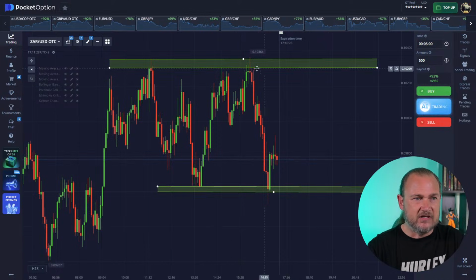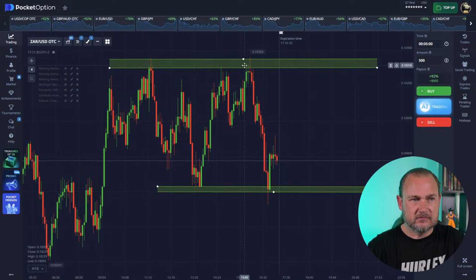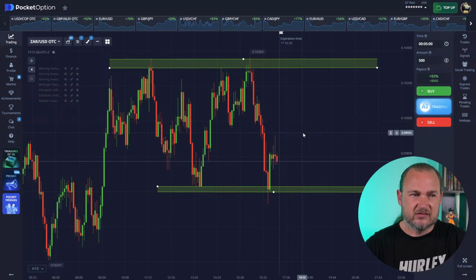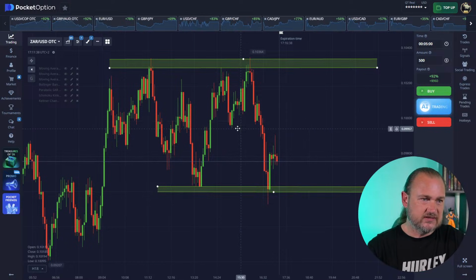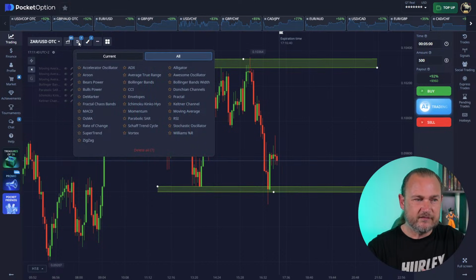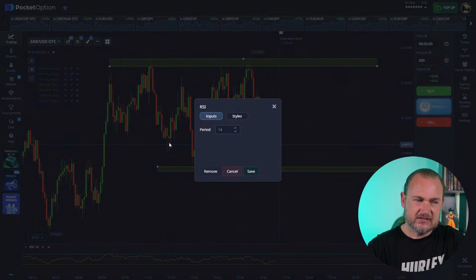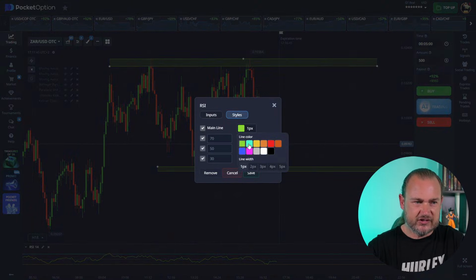Okay, so we've got our resistance zone, we've got our support zone, but how can we determine whether or not we're allowed to take an entry? I'm going to show you guys this quick. One of my favorite ways is to simply add an RSI, but I'm just going to make a small visual change to it, and I'll show you why in a minute. Let me just finish setting this up.